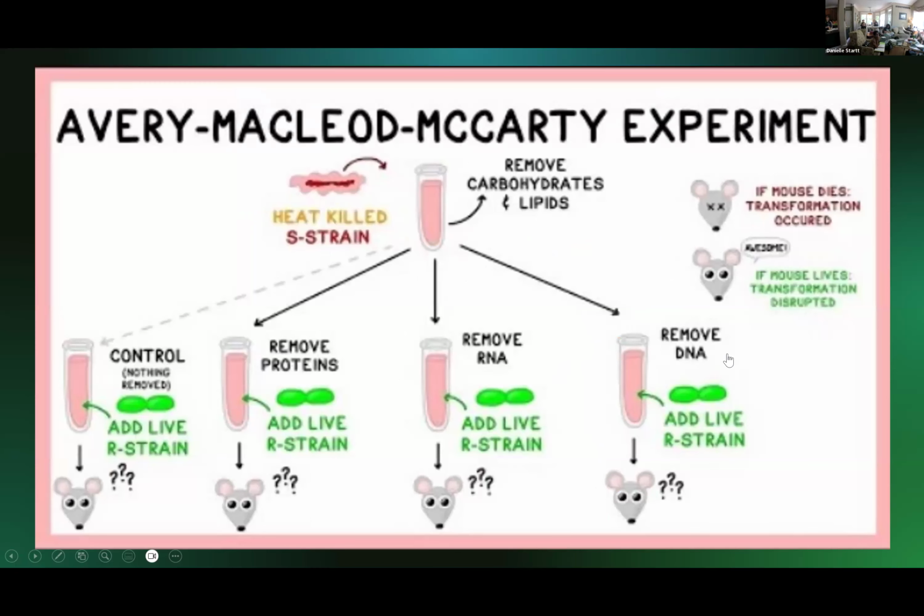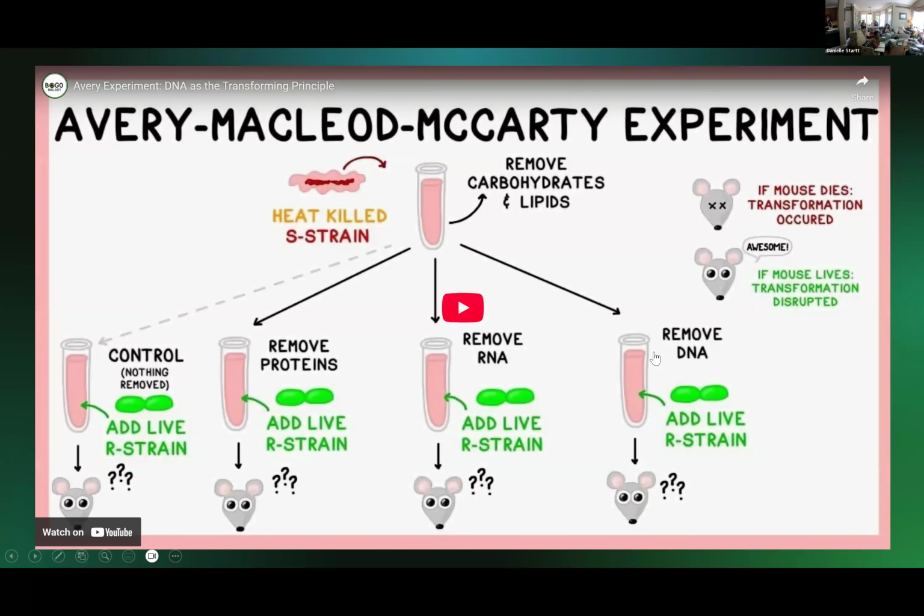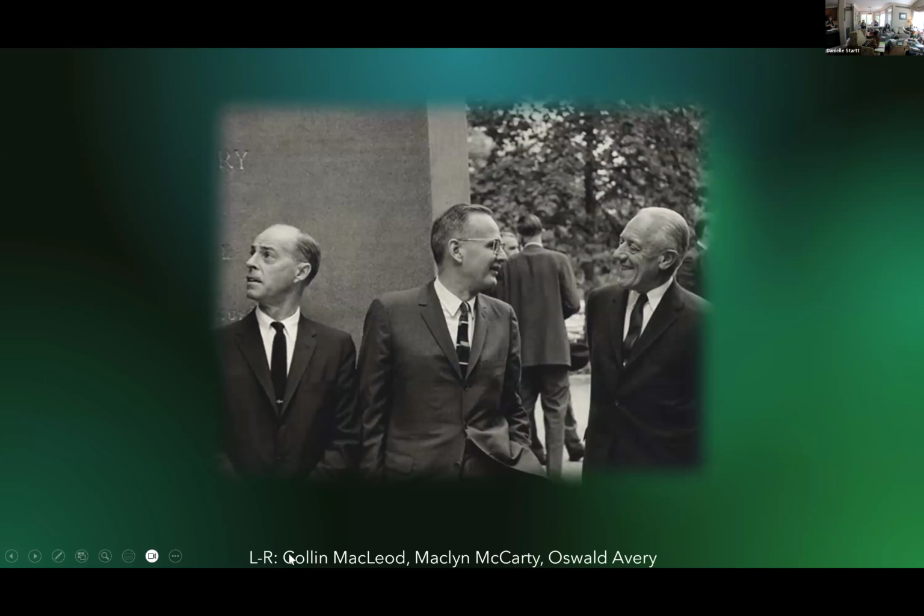So I'm not going to show you this whole video for the sake of time, but it's in your references. But it basically shows the step-by-step of how they did this. And here's where they ended up. They had a control where they added nothing. They removed the proteins. They removed the RNA. They removed the DNA. Not until they removed the DNA did they find out, oh, we've done this process of elimination. No longer passing along genetic information when there's no DNA there. And these are those guys. So this is Colin MacLeod, Macklin McCarty, and Oswald Avery.